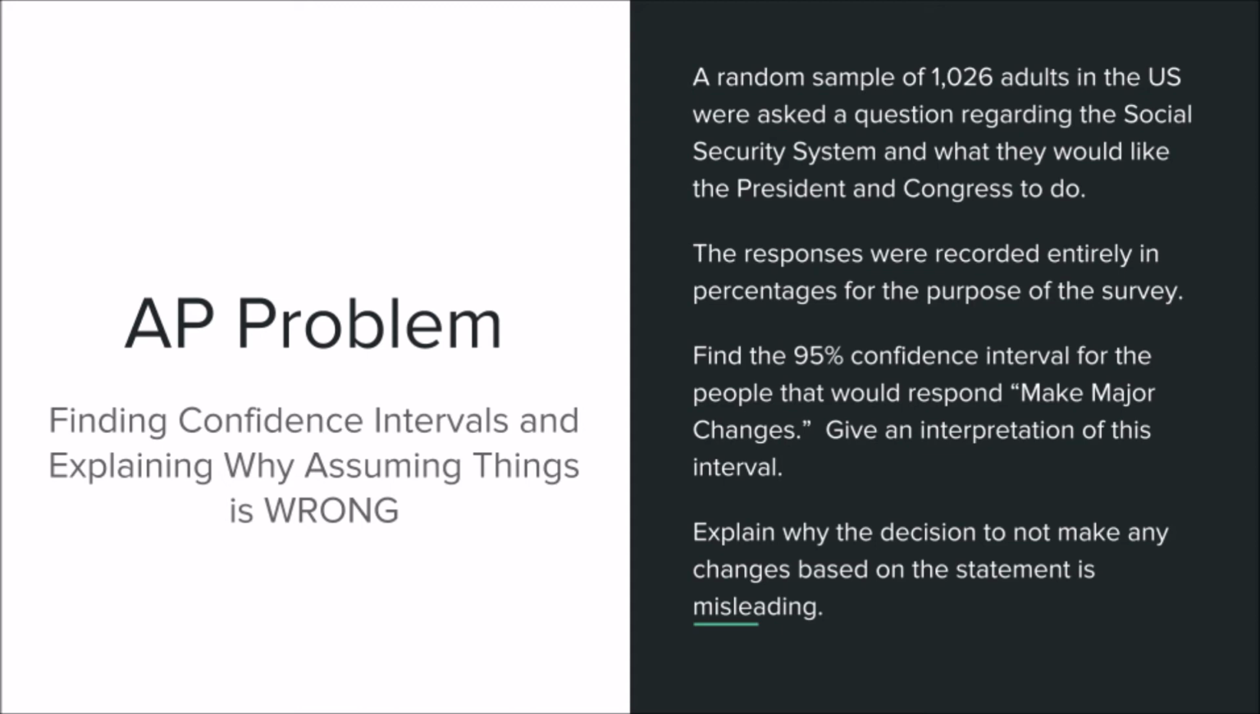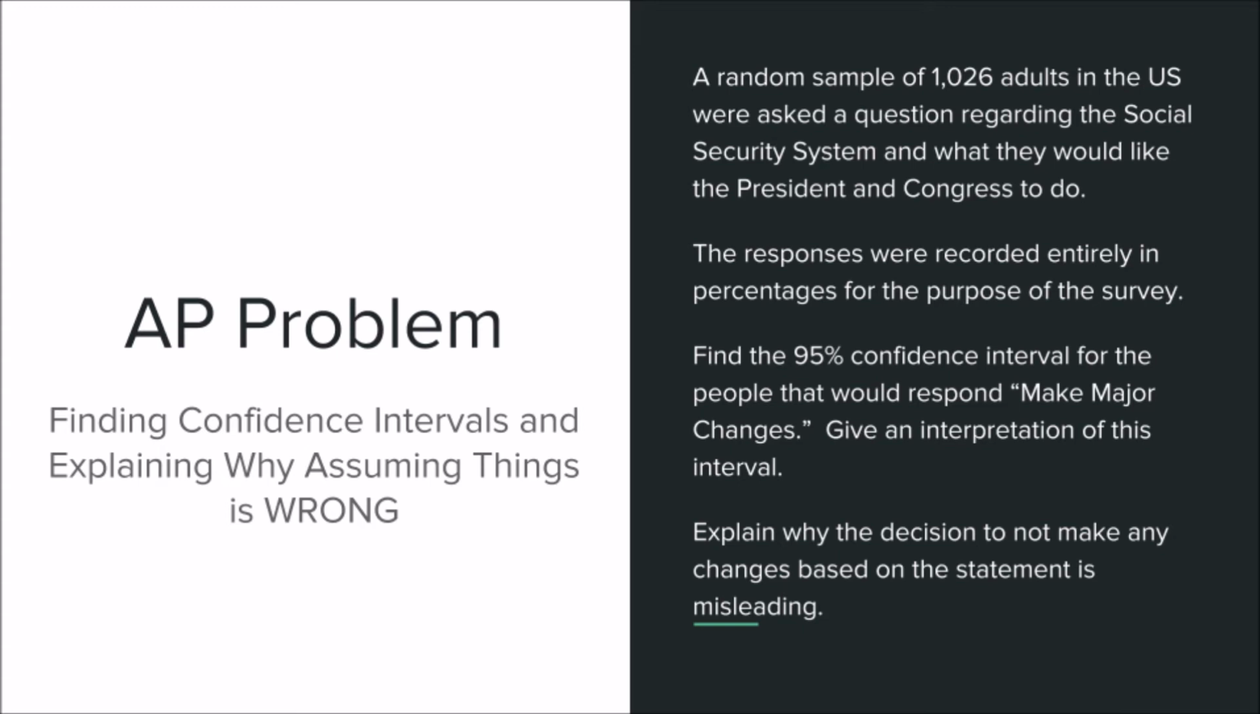This problem states that a random sample of 1,026 adults were taken from the United States population, and these men and women were asked a question regarding the Social Security system of the United States and what they would like the President and Congress to do regarding that system. All responses were recorded in percentages, so there are not exact numbers unless you really want to work all those numbers out, and I don't really want to do that.